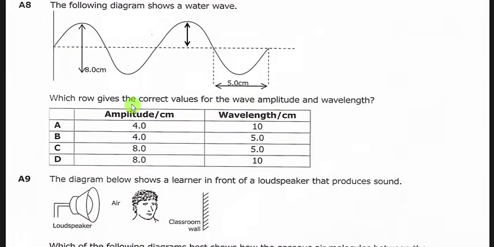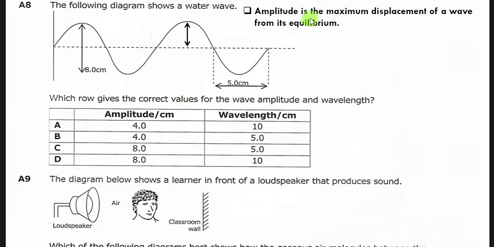So we have this table here. On these rows we have amplitude in centimeters, and wavelength in centimeters also. The question is asking which of these rows gives us the correct values for the wave amplitude and the wavelength. For you to answer this question, you must first understand what the amplitude is. The amplitude is the maximum displacement of a wave from its equilibrium. The equilibrium is the rest position.